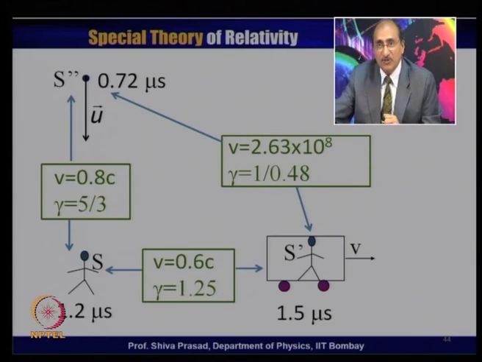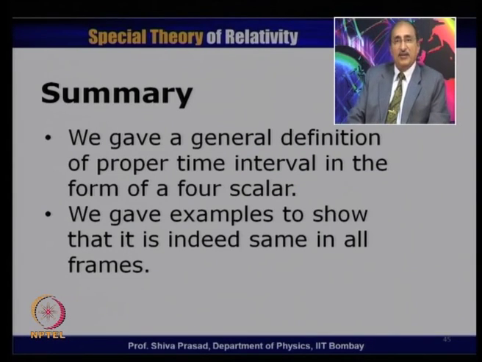Now, in the end, I will summarize whatever we have discussed today. We have given a general definition of proper time interval in the form of a Lorentz scalar. Then we had given some examples and shown that this indeed is a scalar. It means it does not change when I change my frame of reference.